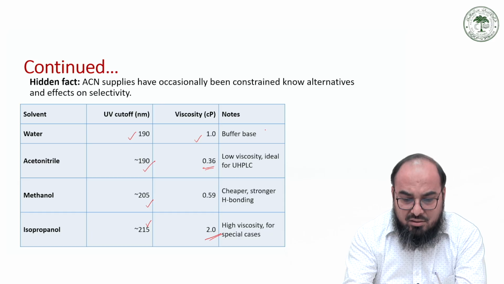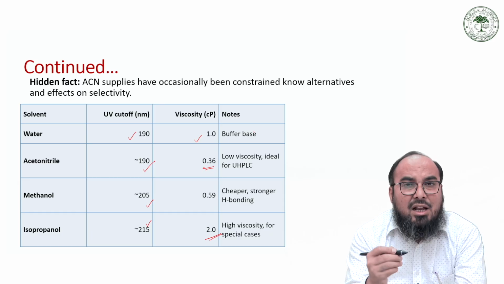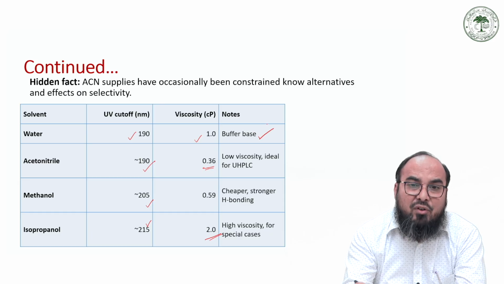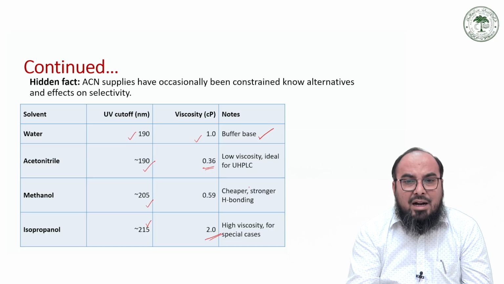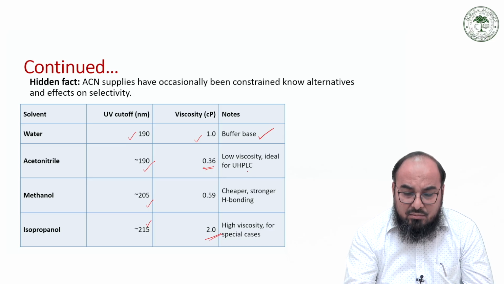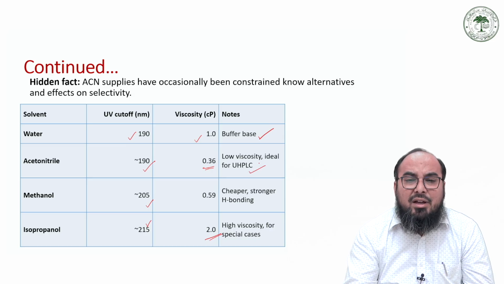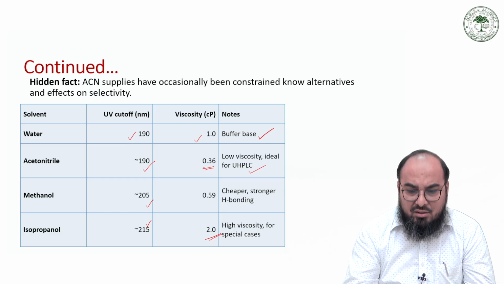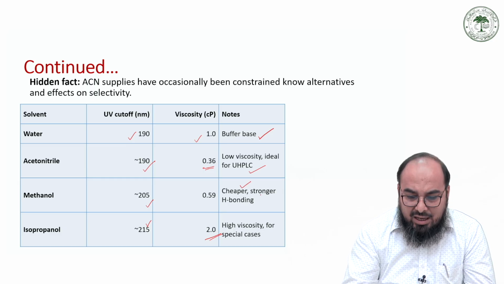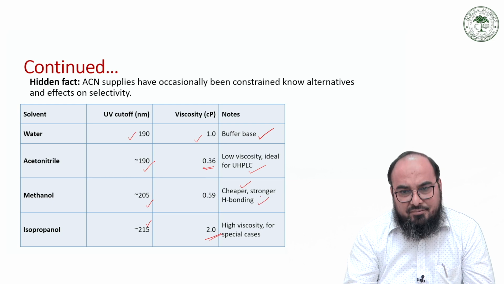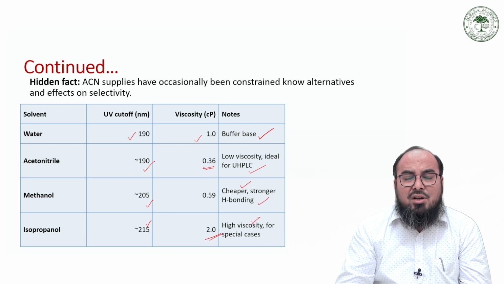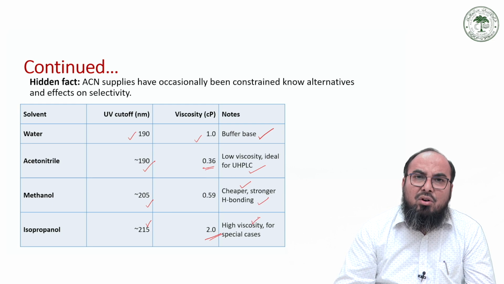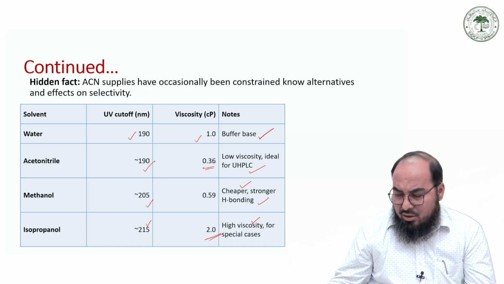So it is itself a solvent, itself a mobile phase, but it is also a buffer base. Similarly, acetonitrile is used in UHPLC because of its very low viscosity. Again, methanol is good, it's cheaper, it's economical, and it forms hydrogen bonding. Here high viscosity is there, and it is only used for special cases.